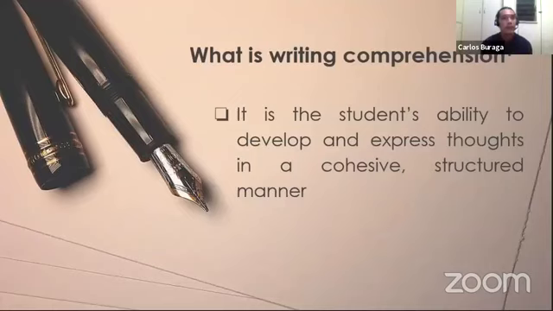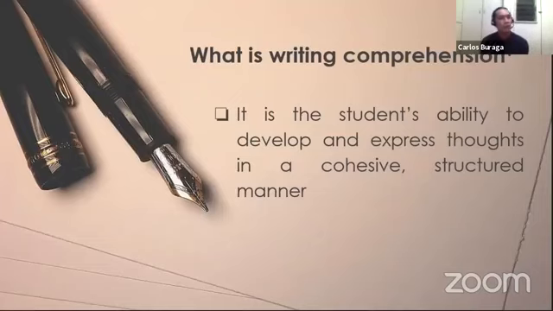All right. So what is writing? What's writing comprehension? Writing is one of the macro skills that a student must develop as early as grade three, right? So writing is a skill. Writing comprehension is the ability to develop and express thoughts in a cohesive, structured manner. The skills required for effective writing include knowledge of spelling, capitalization, punctuation, and grammar. And if students are good at writing, they will have a better chance at communicating their ideas clearly, right?